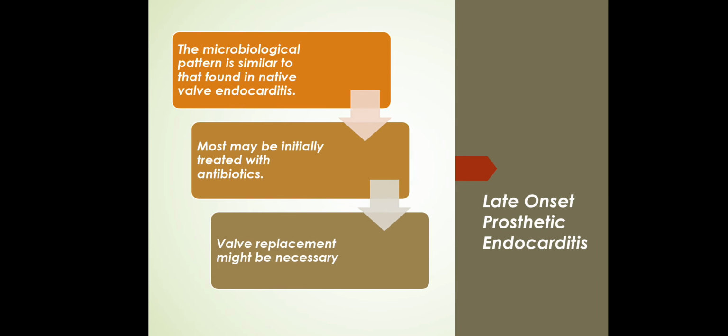While in late onset prosthetic endocarditis, the microbiological pattern is similar to the conditions of endocarditis on native valves. Most may be initially treated with antibiotics. Some of them may indicate valve replacement. And this is the end for our presentation.